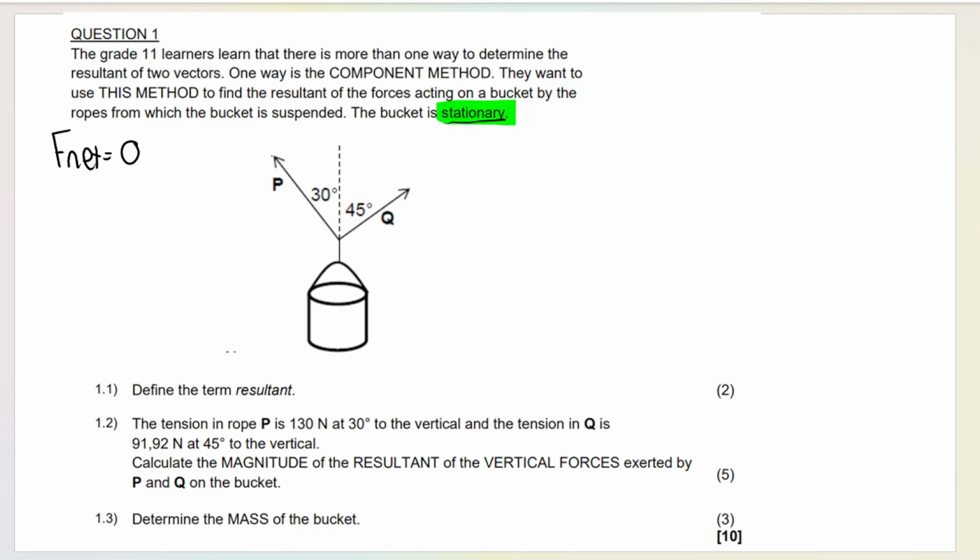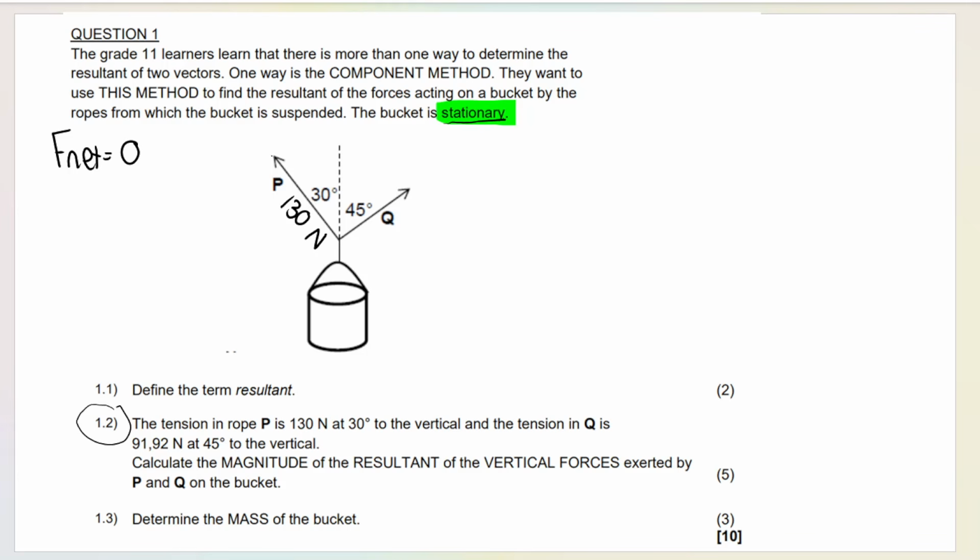Okay, it's very important. In addition, we also know that our vectors, when rearranged, so our force vectors acting on this object, will form a closed vector diagram. In this question, I'm going to focus on the following. I'm not going to focus on the method where we use a closed vector diagram. I'll do that second. What I want to focus on is actually what they're asking me in 1.2 and therefore following on to 1.3. They say the tension in rope P is 130 Newton, so they're telling me the size of that, it's 130 Newton, at 30 degrees to the vertical.